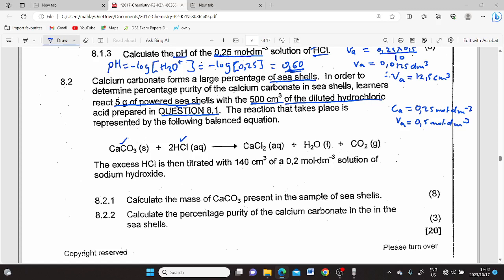Now they're saying the excess HCl is then titrated with 140 centimeter cube of 0.2 mole per decimeter cube solution of sodium hydroxide. Now we have another reaction here that is kind of hidden.